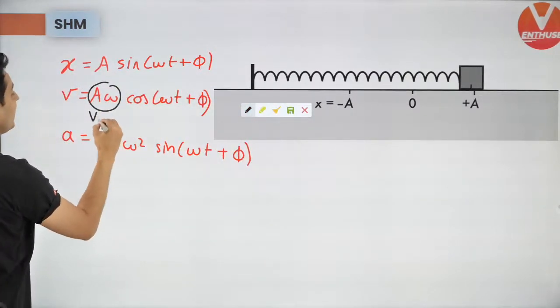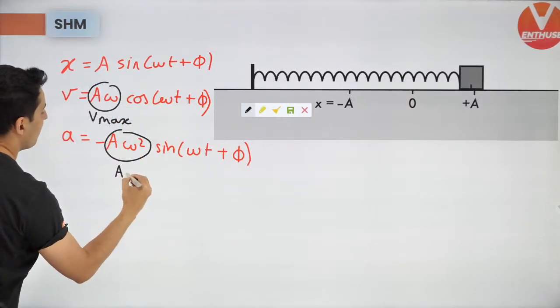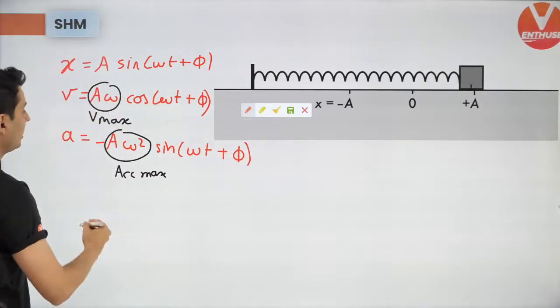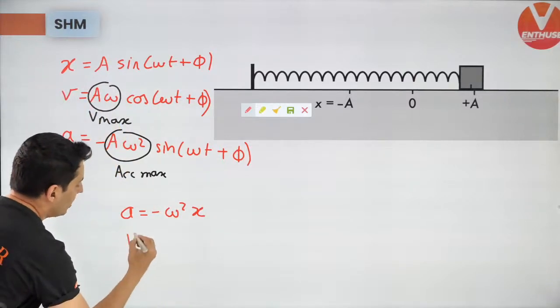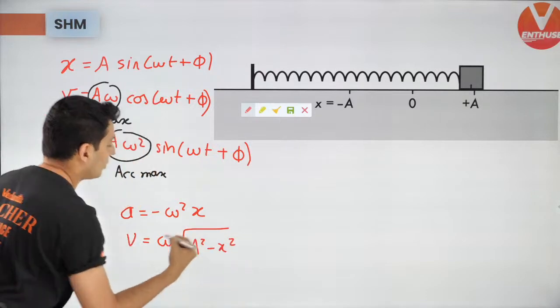This is V max. This is acceleration maximum. Maximum acceleration. Okay, next up. Acceleration is minus omega square x. Velocity is omega root a square minus x square.